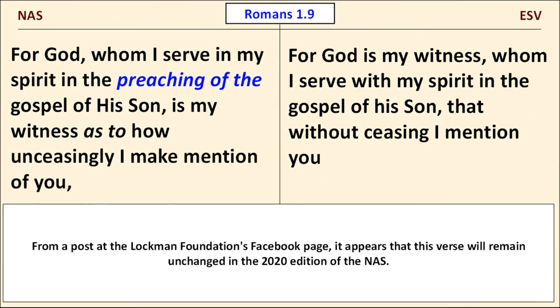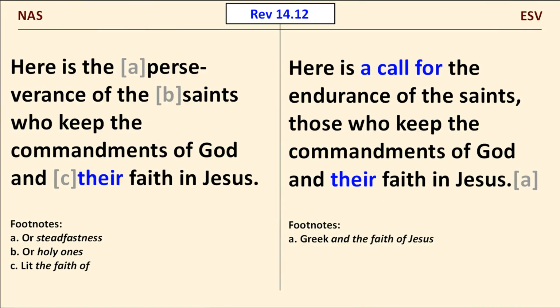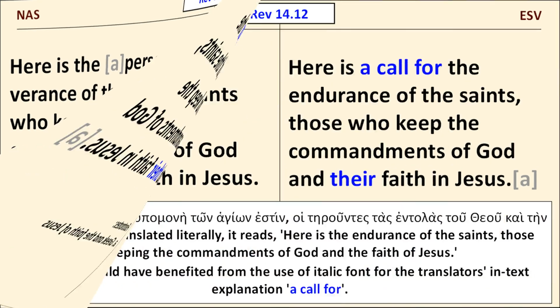A post at the Lockman Foundation's Facebook page indicates that the next edition of the NAS will continue to include the words in blue. So in those examples, the NAS inserted something, whether in italic font or in a footnote, which I wish they hadn't inserted. But at least the insertions in italic font are in italic font, so the reader can spot them. In this example, taken from Revelation chapter 14, verse 12, I wish the ESV had used a special font to mark interpretive words inserted by the translators.